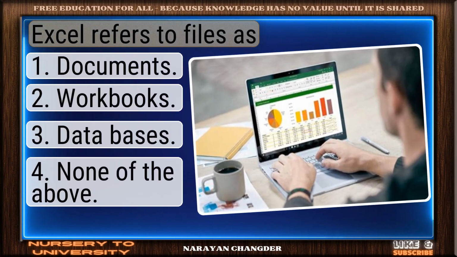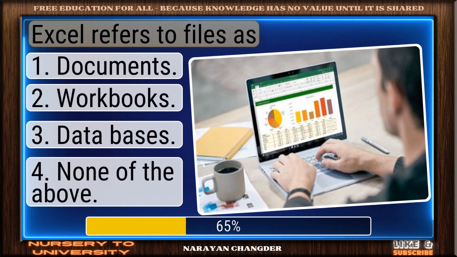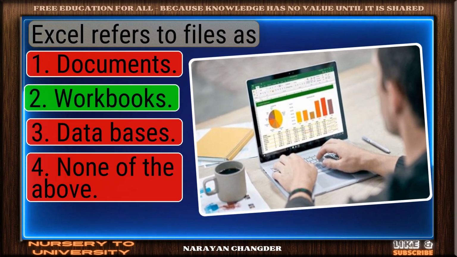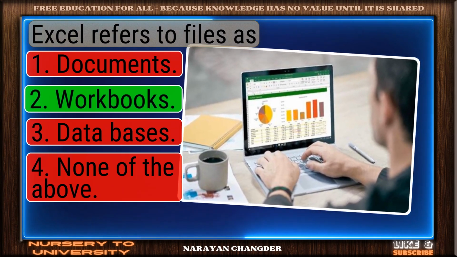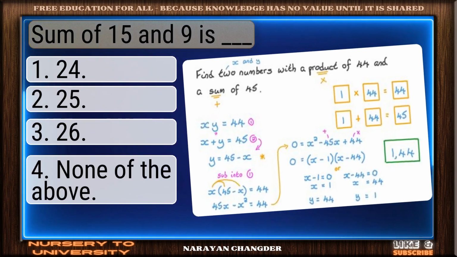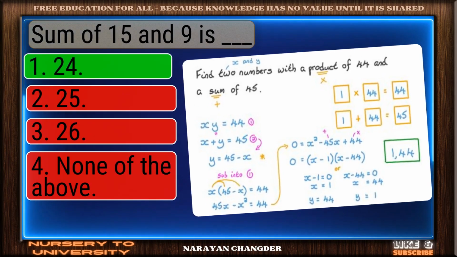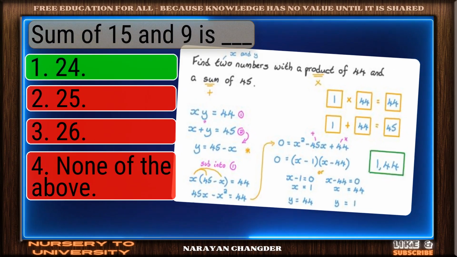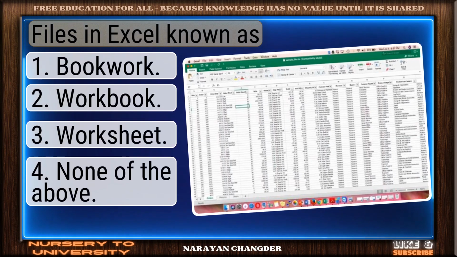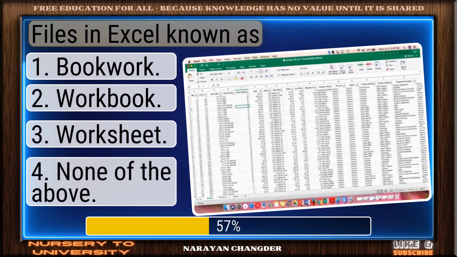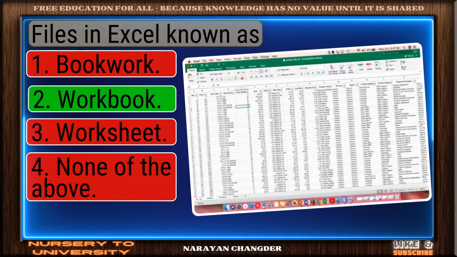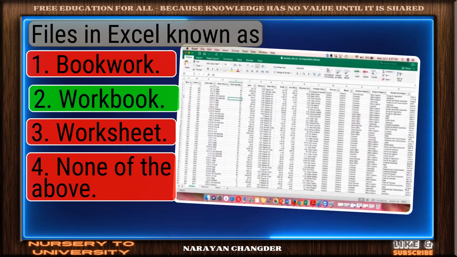Excel refers to files as? Exactly. Workbooks make sense and it is right choice. Sum of 15 and 9 is dash. Smart move. 24 is an accurate answer. Files in Excel known as. Excellent. Workbook is a brilliant choice.